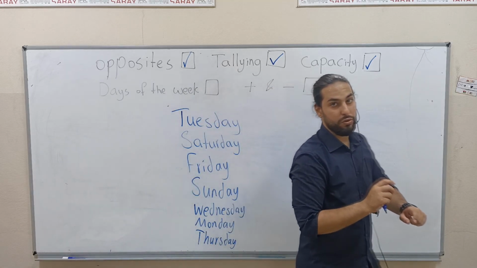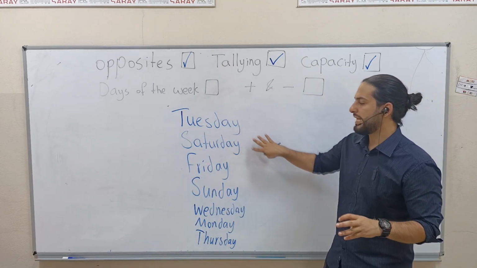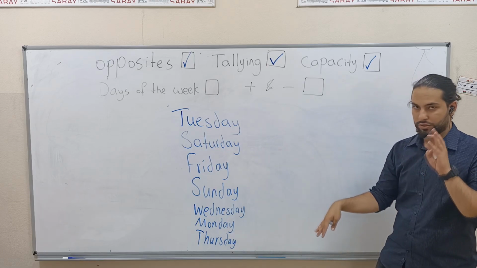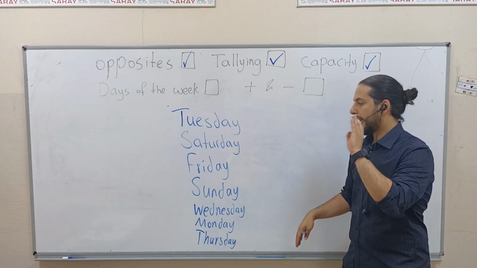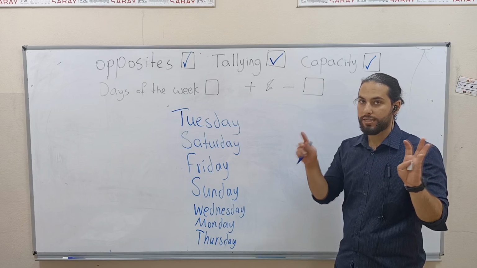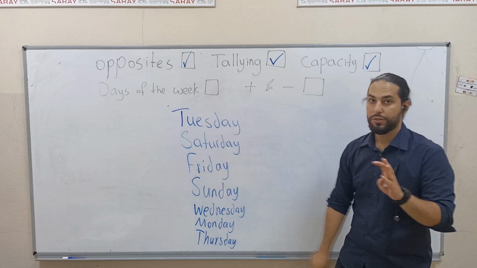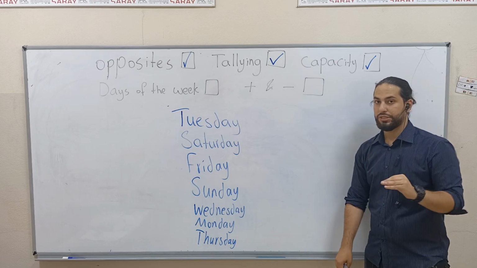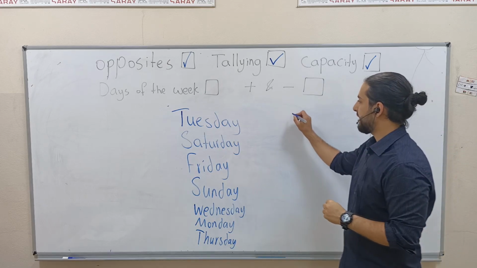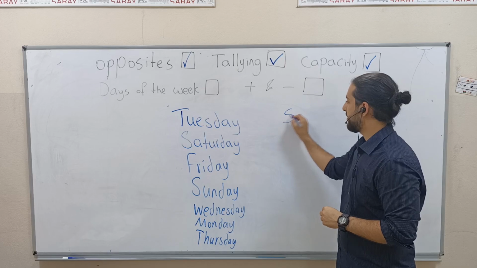Now, the way you can put them in order is that you can choose any day, and you can start with it. So it doesn't matter which day you start with, and you do not have to memorize the spelling. The words will be on the paper, so you just have to know how to put them in order. So we can start with Sunday, for example. Sunday.